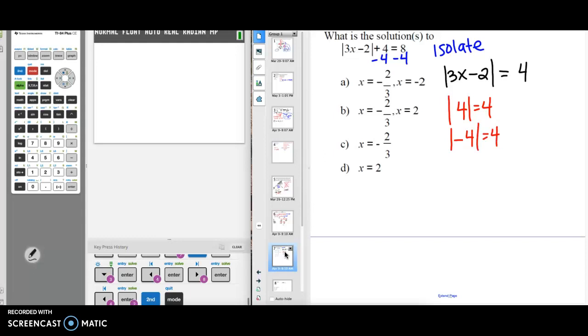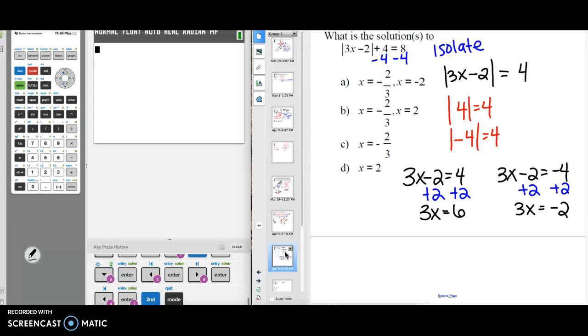So I'm going to take that 3x minus 2 and set it equal to 4 and set it equal to negative 4 in order to find my two solutions here. The steps for solving are going to be the same in each case, but you're going to end up with two different solutions. So when we divide by 3, you get x equals 2 and x equals negative 2/3. So be careful with absolute value because there are two options for that answer.